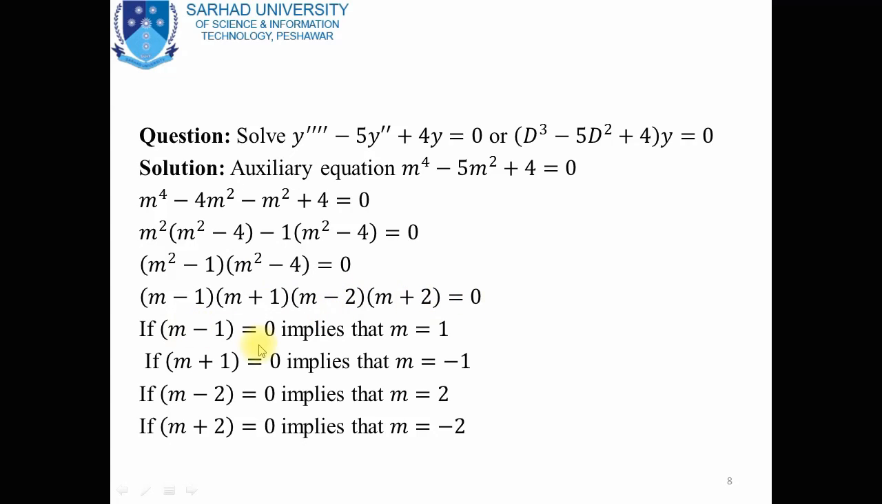Now if m minus 1 is equal to 0, then this implies that m is equal to 1. And if m plus 1 is equal to 0, then it implies that m is equal to minus 1. And if m minus 2 is equal to 0, then it implies that m is equal to 2. And m plus 2 is equal to 0 implies that m is equal to minus 2. So you see over here, there are actually 4 roots, and all these roots are real and different.